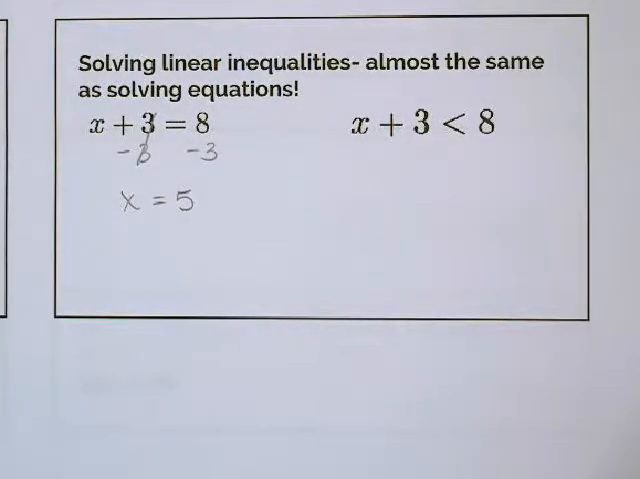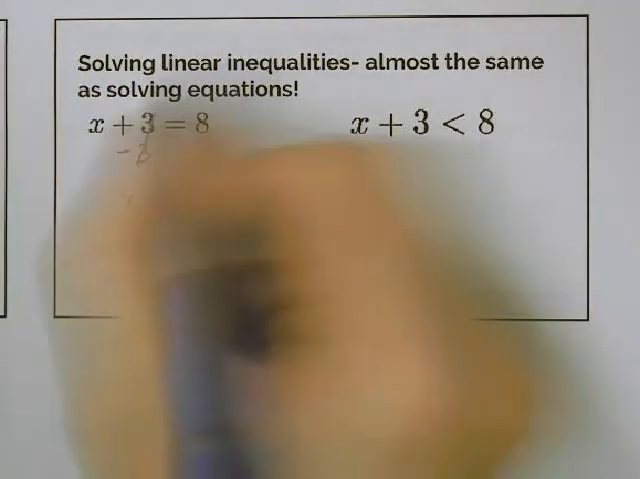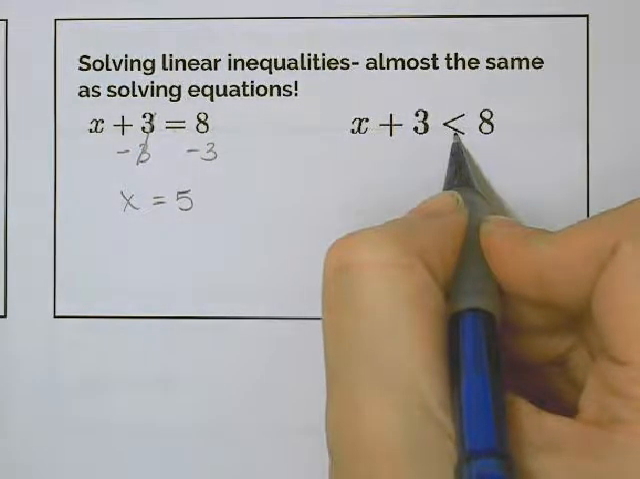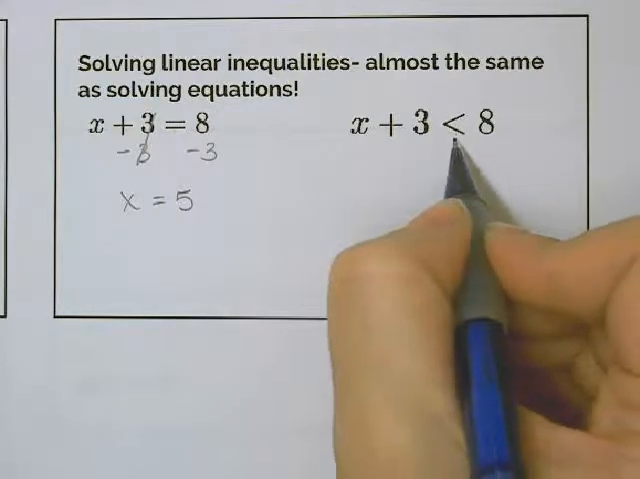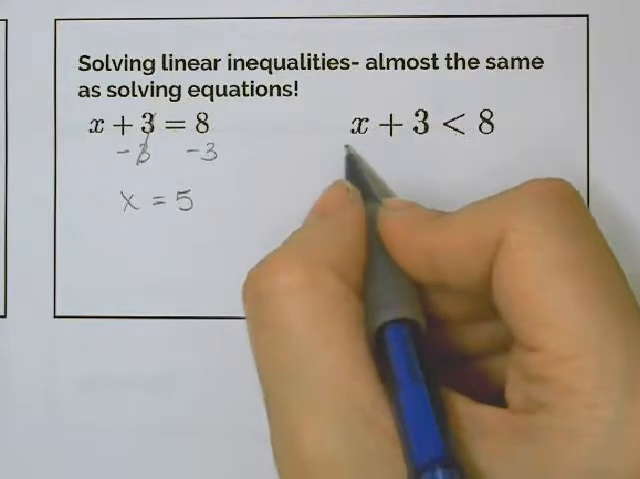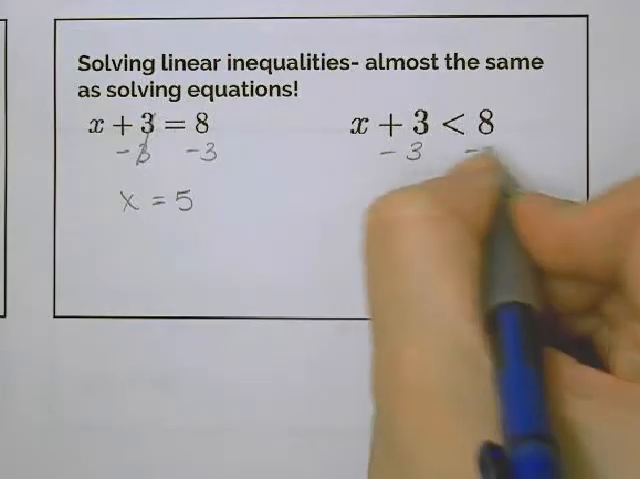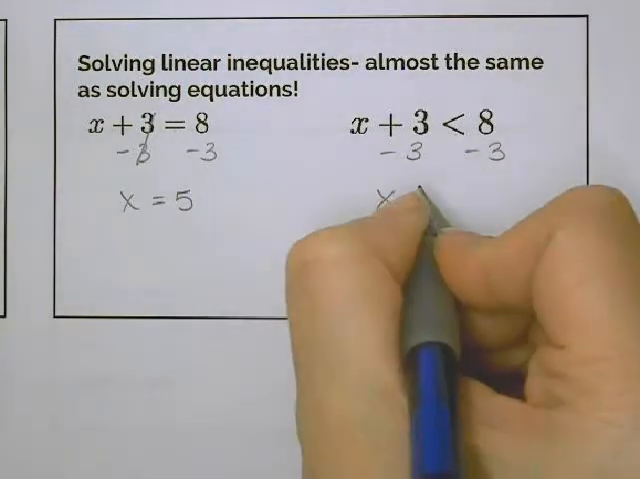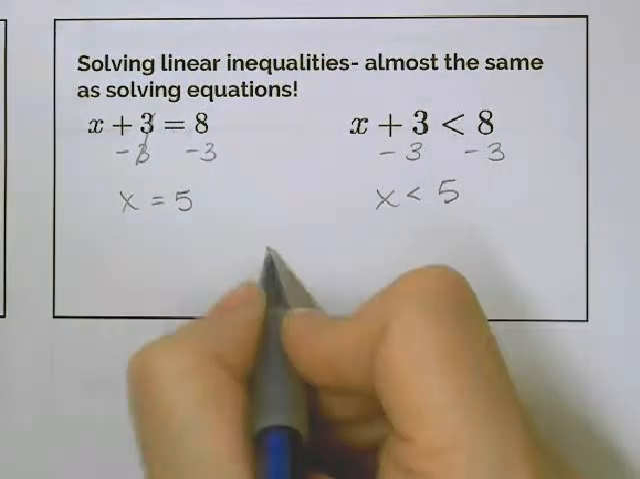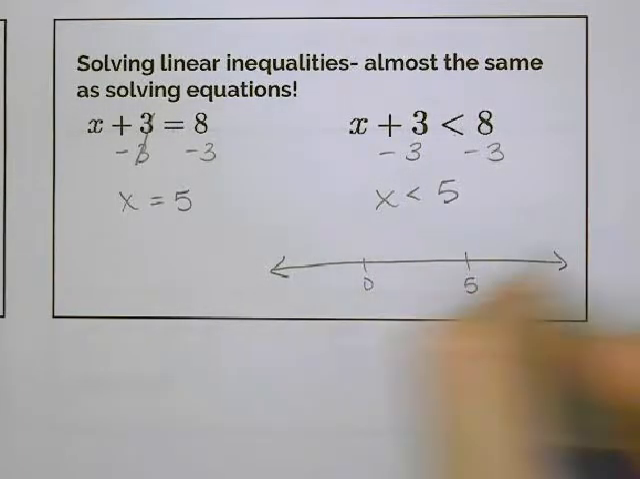In this particular one, on the inequality, so this is an equation because it has an equal sign. This is an inequality because it has a less than, greater than, less than or equal to, or greater than or equal to sign. This one has a less than sign. This is saying x plus 3 is less than 8. So I'm going to do the same thing. Subtract 3 from both sides, so x is less than, just bring that sign down, 5. So what that means, if I plot it on a number line, I have 0, I have 5. x can be anything less than 5.